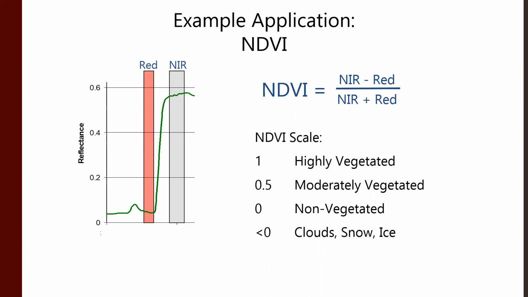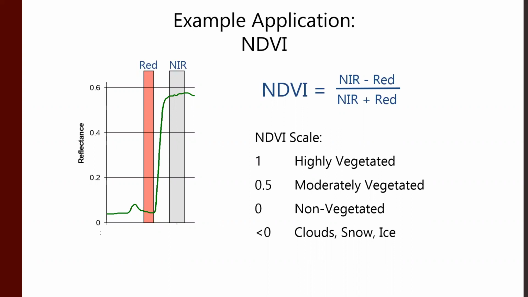And from that, we have a scale. We can tell what is vegetated, what isn't. And if you have that calculation for the same place over time, you can tell differences in vegetation. That's pretty cool.